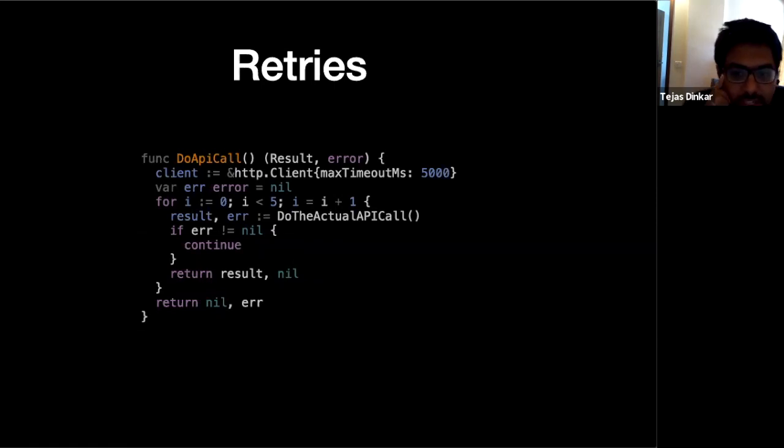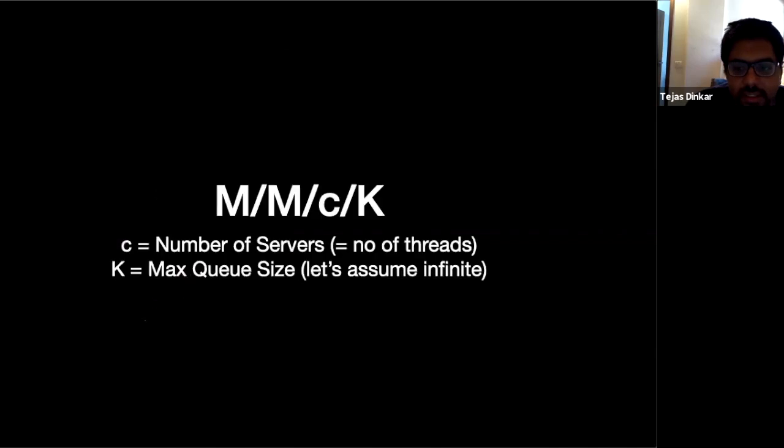So over here, I have a very simple example. I create an HTTP client with a max timeout of 5 seconds. And basically, I do a for loop, where i is less than 5, and do the actual API call. And if any one of these 5 attempts passes, then it's a success, else it's a failure. So what could possibly go wrong with this?